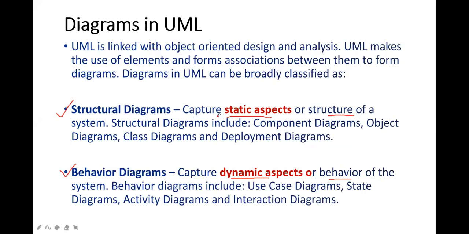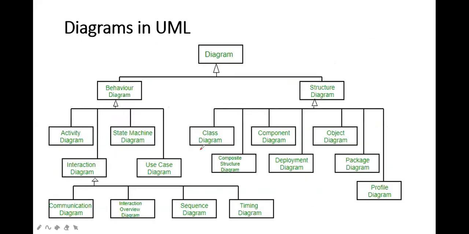Fine. So we have taken the examples. In structural diagrams, we have the component, the object, the class, and the deployment. While in behavioral diagrams, we have the use case, the state diagram, the activity, and the interaction diagrams. Now I've just shown you the chart of all the 13 diagrams, falling under the two categories, one as the behavioral diagram and the other as the structural diagram. All these form the behavioral and all these form the structural diagram, based on the dynamic nature and the static nature.